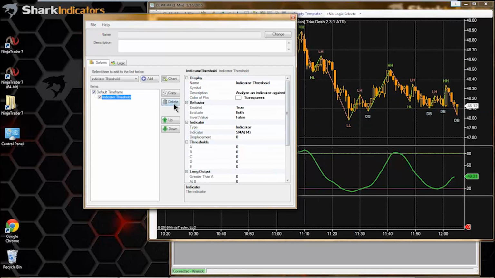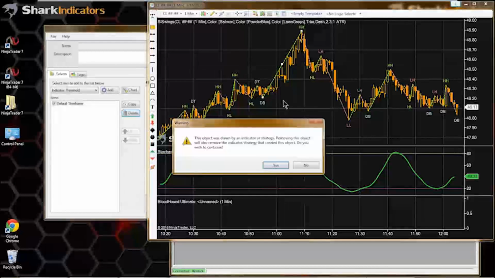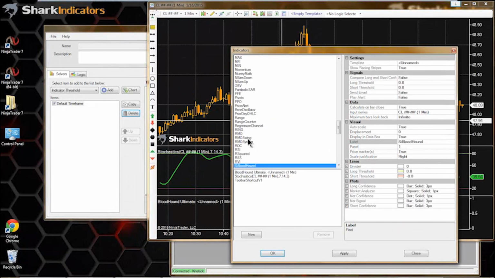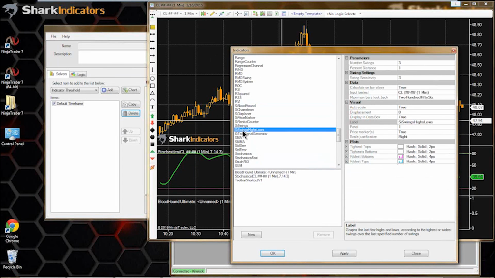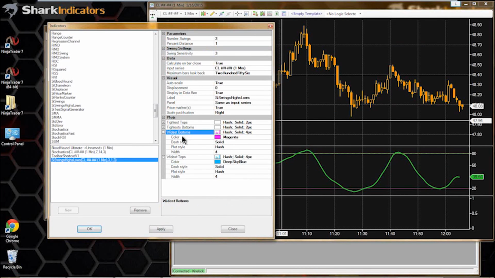Alright, so let me just undo that, and we'll pull this off the chart. And instead, we're going to use the swings, highs, lows. So let me add that on there. And I'll just use the default sensitivity here. I think that ought to be just fine. And what I want to see on the chart is my widest tops and the widest bottoms.